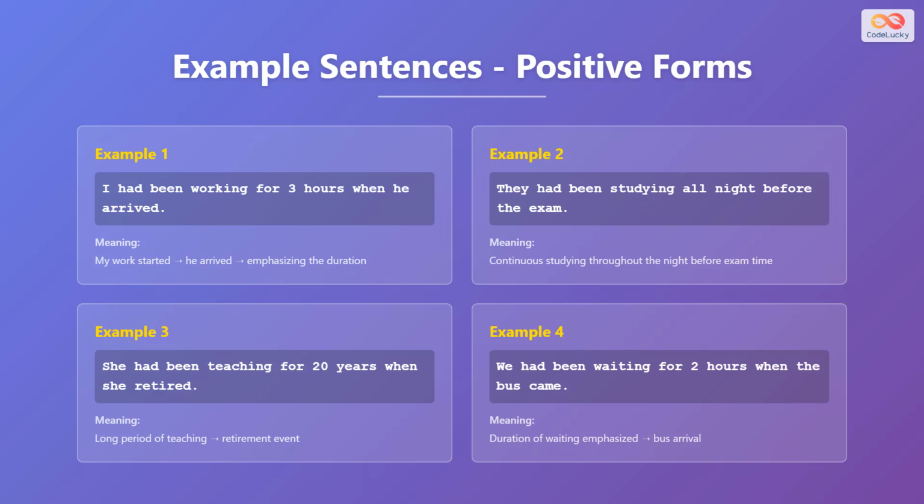Let me give you 4 examples. First, I had been working for 3 hours when he arrived. This means your work started, continued for 3 hours, and then he arrived. Second, they had been studying all night before the exam. This shows studying continued throughout the night until exam time. Third, she had been teaching for 20 years when she retired. Fourth, we had been waiting for 2 hours when the bus came. In each example, the duration of the first action is emphasized.